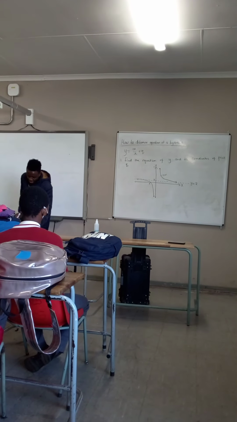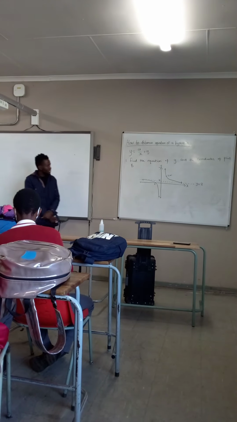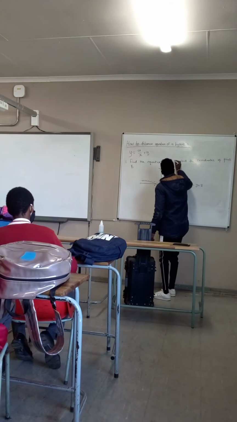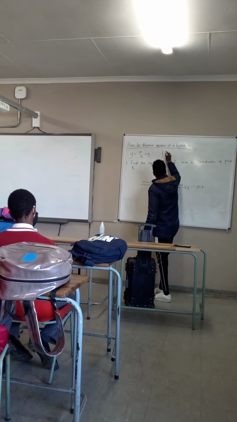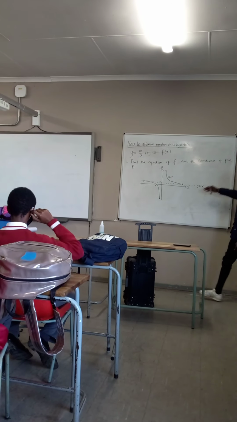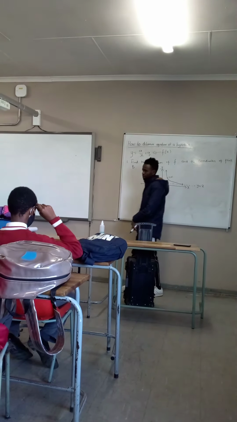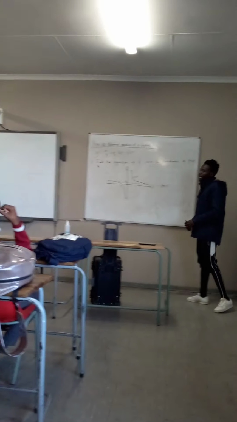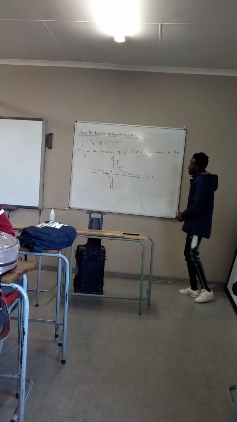So now the question says, find the equation of f of x and the coordinate of the point B. So if we can see, according to the way this information has been given to us, this function is of this form: y equals a over x plus q.